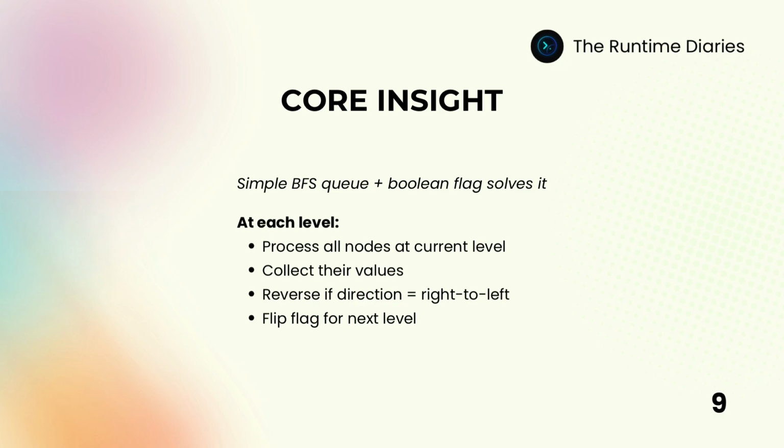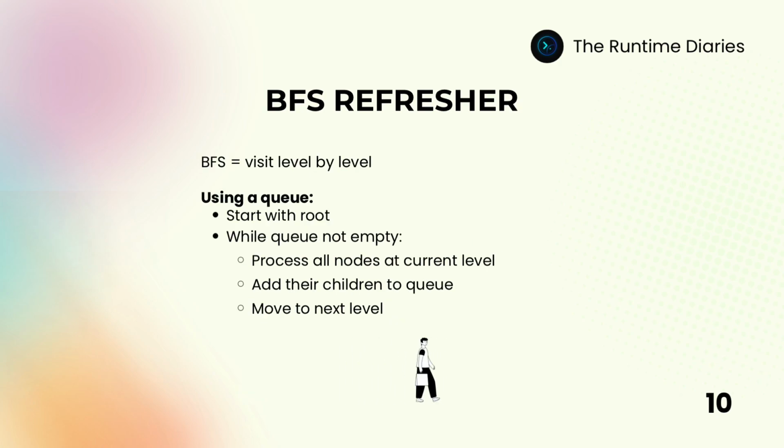All we need is a queue for BFS and a direction flag, something like left_to_right equals true. At each level, we process all the nodes currently in the queue. We collect their values into a list. If the direction flag says we're going right to left, we reverse that list. Then we append it to our result and toggle the flag for the next level. This is super lightweight, no tricks are occurring here, and this is the entire algorithm. In case you need a quick reminder of how BFS works, here's the basic structure.